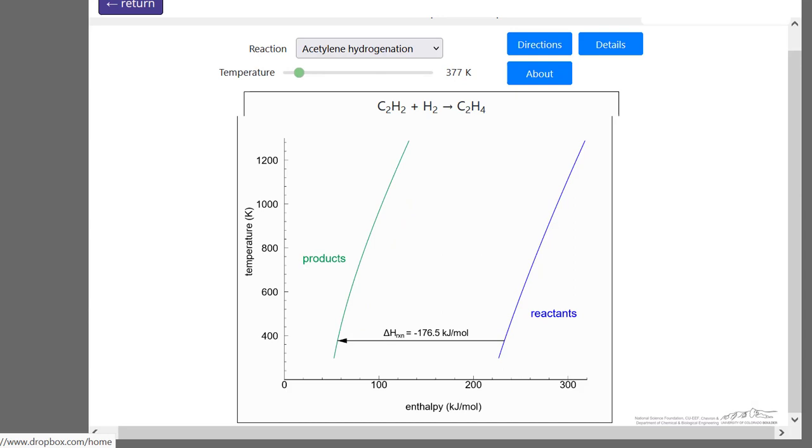So here's the interactive simulation for acetylene hydrogenation. You'll notice if we increase the temperature by moving the slider, the magnitude of the heat of reaction becomes larger, it becomes a more negative value. But even over an 800 degree temperature change, we get a small change, about a 5% change in heat of reaction. So you can see why often we assume the heat of reaction is a constant.